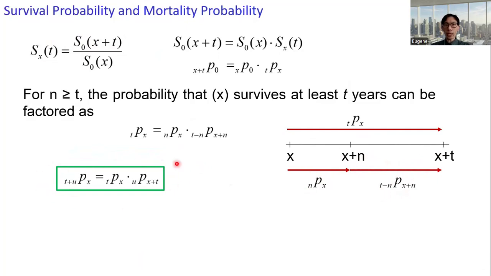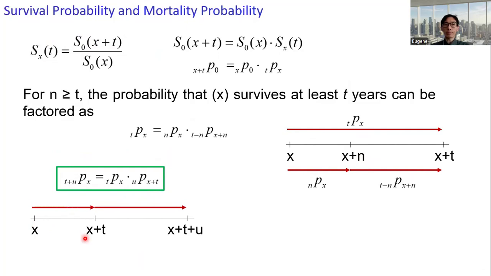And we have the general expression for that. t+u p x, a person at age x can survive at least t plus u years, factors into a product of t p x times u p x+t. Starting at age x, survive to age x plus t, and then survive for at least u more years, reaching age x plus t plus u. So we get this relationship.